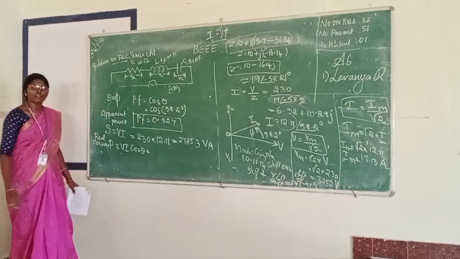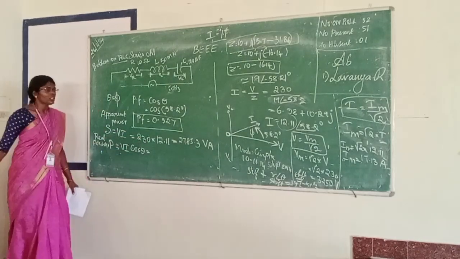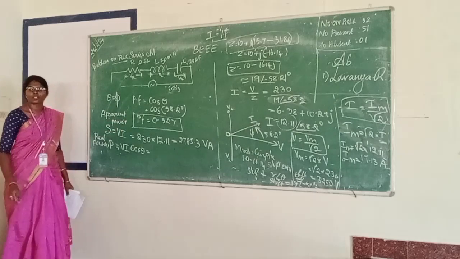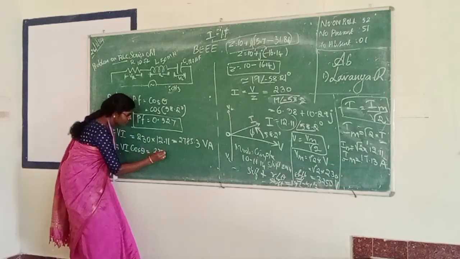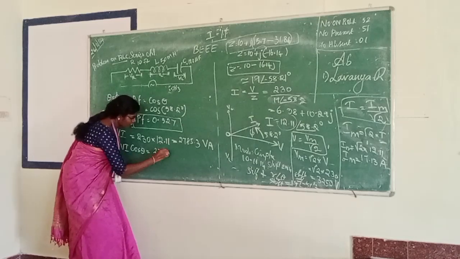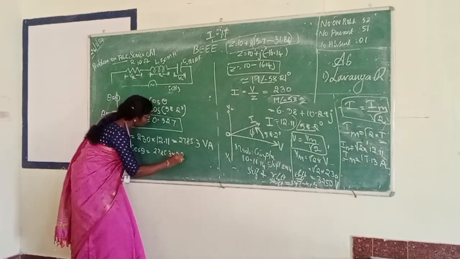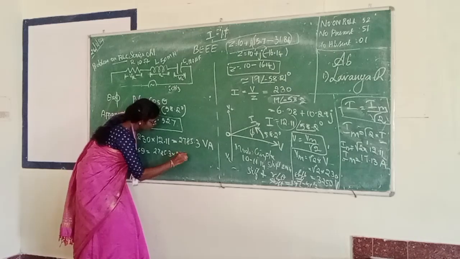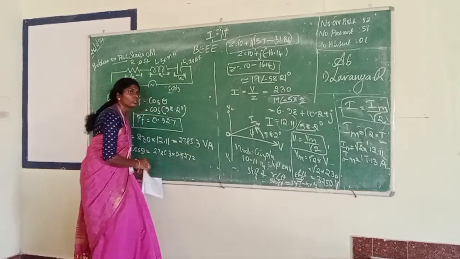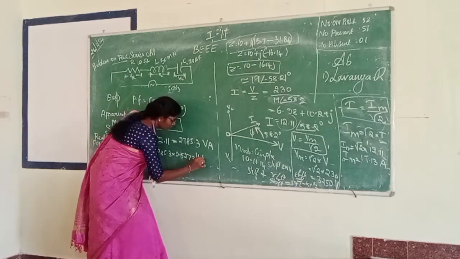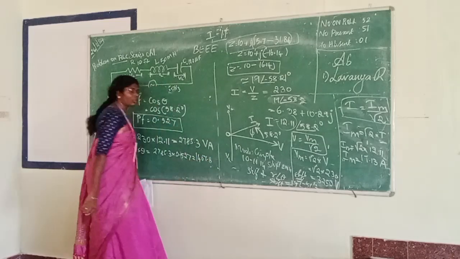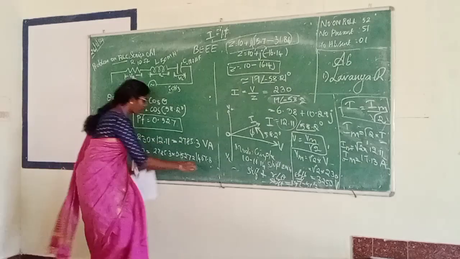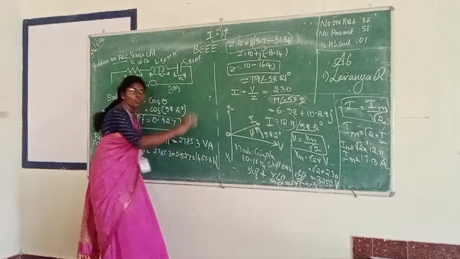Next, for real power, already you have found VI. Just multiply it with power factor cos theta. 2785.3 into 0.527 is equal to what? 1467.8. What is the unit for real power P? It is in watts.